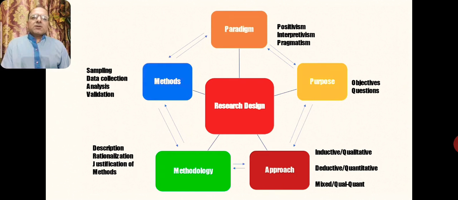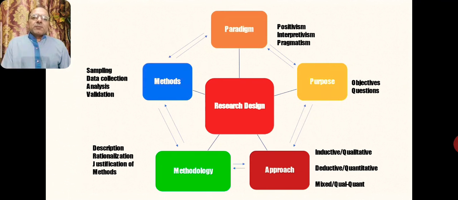And then the second consideration is the purpose. This will also impact the research design that researchers want to develop. So what is the purpose of the research? What are the objectives around which this particular research study revolves? What are the research questions that the researcher is interested in? The nature of the objectives and the nature of the research questions will also impact the research design.